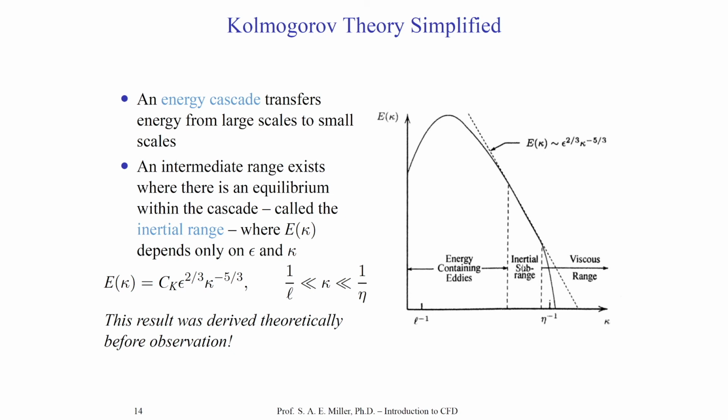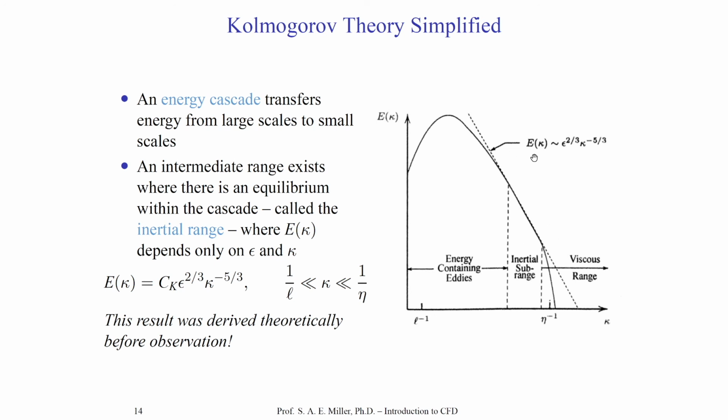For high Reynolds number flows, the inertial subrange will be the largest part of this figure. The energy containing eddies will be over on the left, and the viscous range will be way over on the right, and most of the figure will contain this inertial subrange. It's been expanded out for, of course, explaining the theory to students.